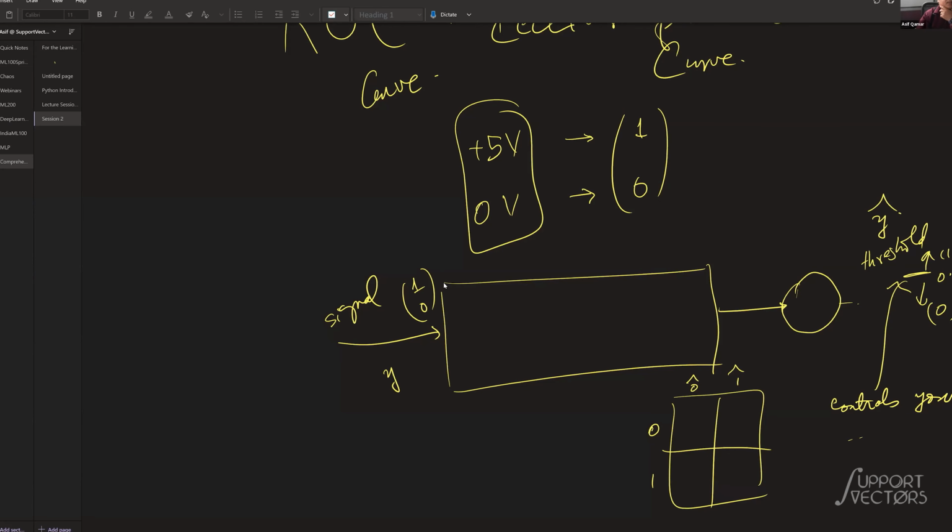One easy way to not have false positives is to keep the threshold very high. Unless the voltage is 0.95, you consider it 0. But then you start having a lot of false negatives, because a lot of true ones begin to go down as 0. So you have a problem.